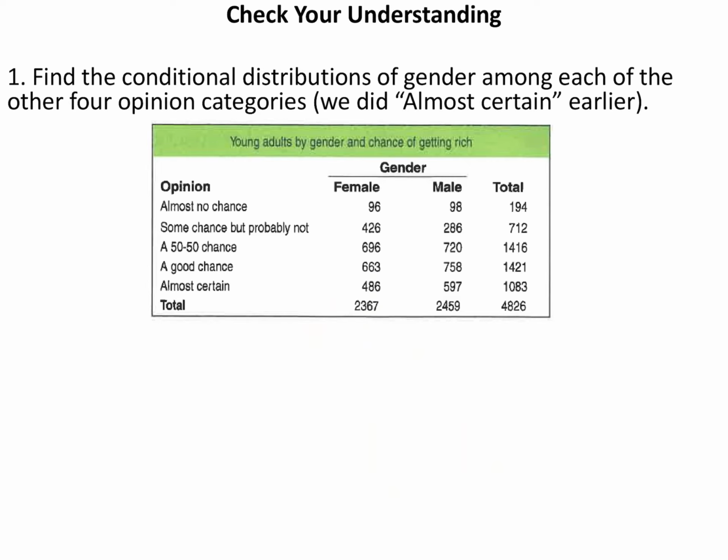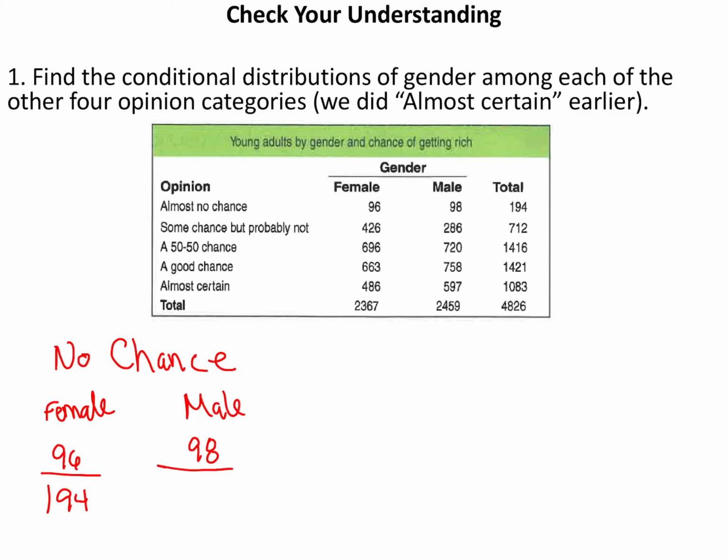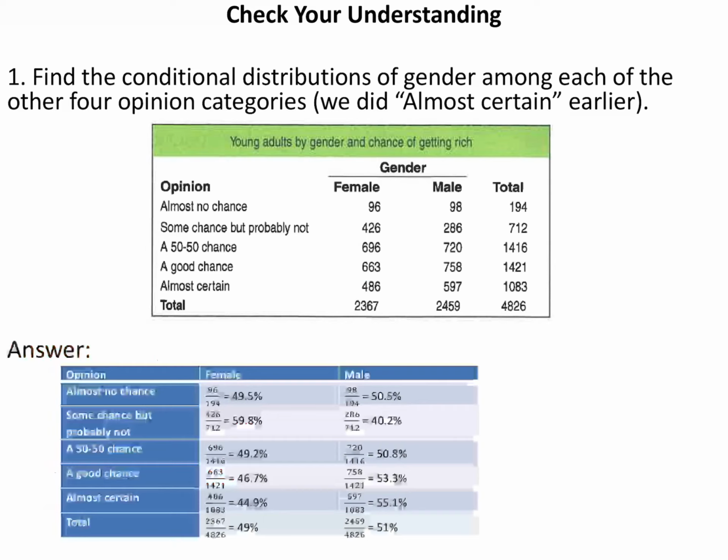So we need to find the conditional distribution of gender among each of the other 4 opinion categories. Remember, we already looked at almost certain. So if we look at almost no chance, we want to see what percent are female and what percent are male. So of no chance or almost no chance, 96 out of the 194 people surveyed were female, and 98 out of the 194 were male. And again, we would turn those into percents. And you would do that for each of the categories.